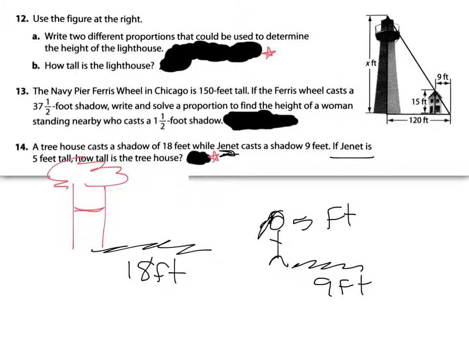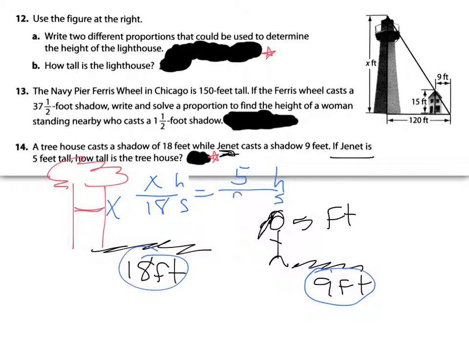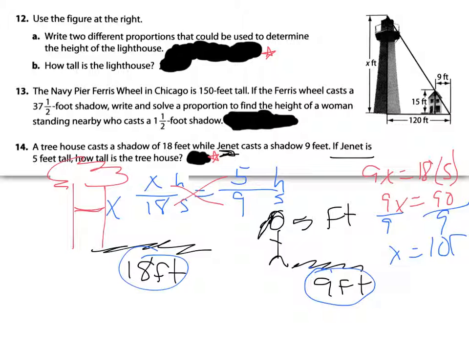Okay, well now we have enough information. So we have height over shadow, height over shadow. So the height of the treehouse, we don't know. So x over the shadow, we do know. That's 18. Height of the person, 5. Height of the shadow is 9. Okay, so now go ahead and multiply. So we have 9x equals 18 times 5. So 9x equals 90. Go ahead and divide both sides, and x equals 10 feet.